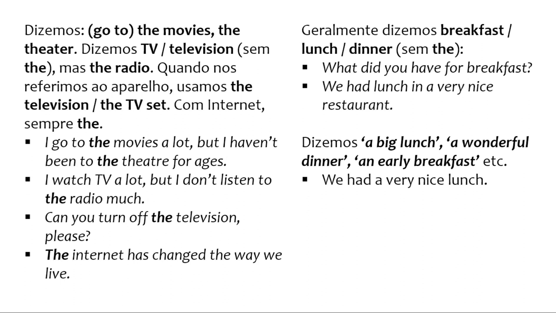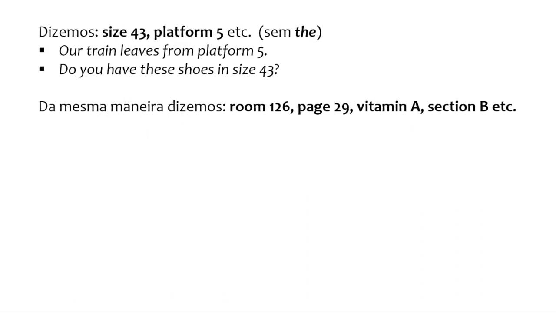We had a very nice lunch. Aí usamos o a ou an. Dizemos size 43, platform 5, etc. Sem o the. Our train leaves from platform 5. O nosso trem parte da plataforma 5 e não from the platform 5. Aqui eu não vou usar the.